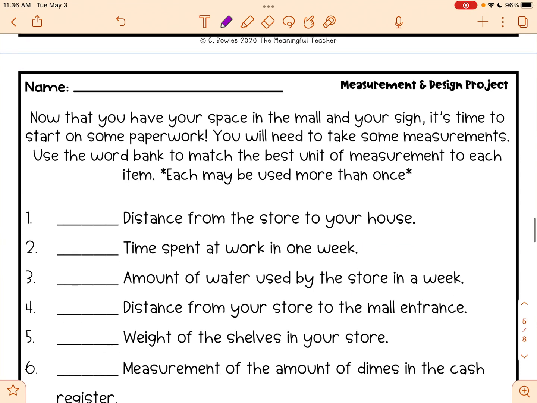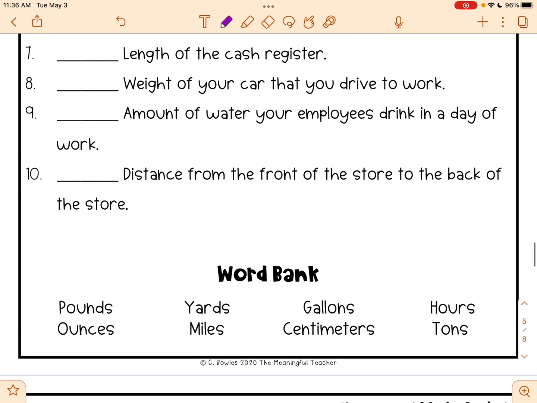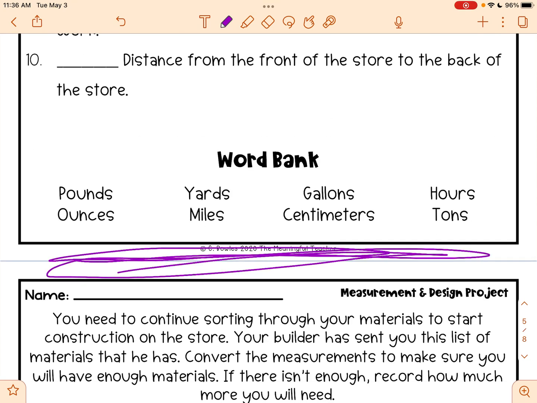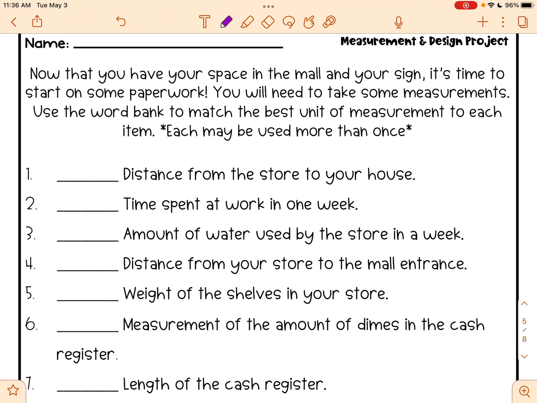Then the other half of what you're doing is you're going to be doing this page of the packet. And then you're done. So once you get here, you're done for the day. Okay, so what this one is saying is now that you have your space in the mall and you have your sign, it's time to start on some paperwork. You will need to take some measurements, use the word bank to match the best unit of measurement to each item. And then be very careful, it says each may be used more than once.